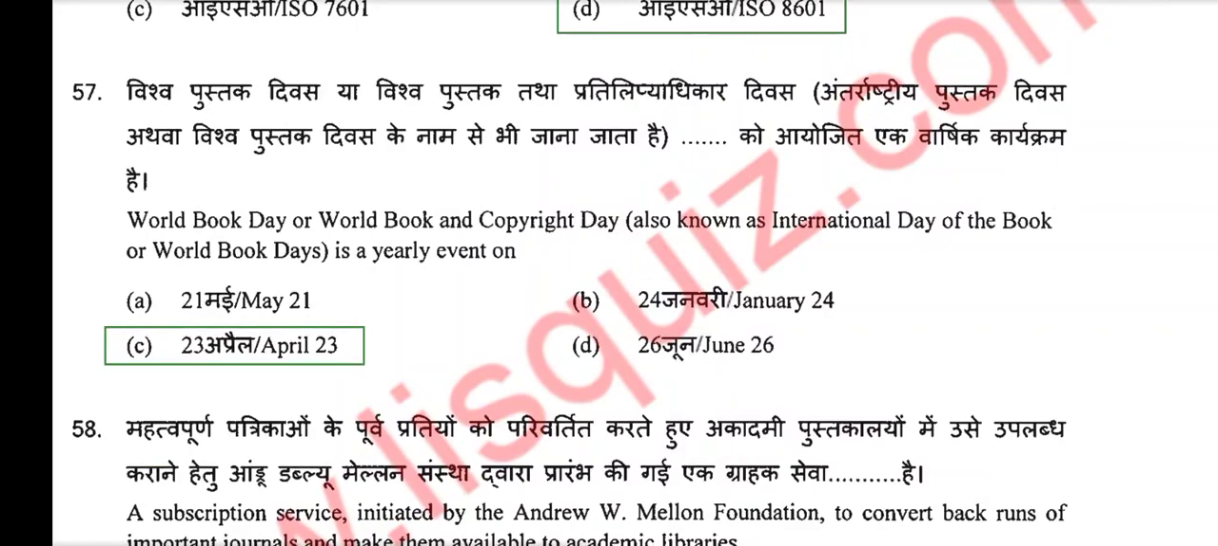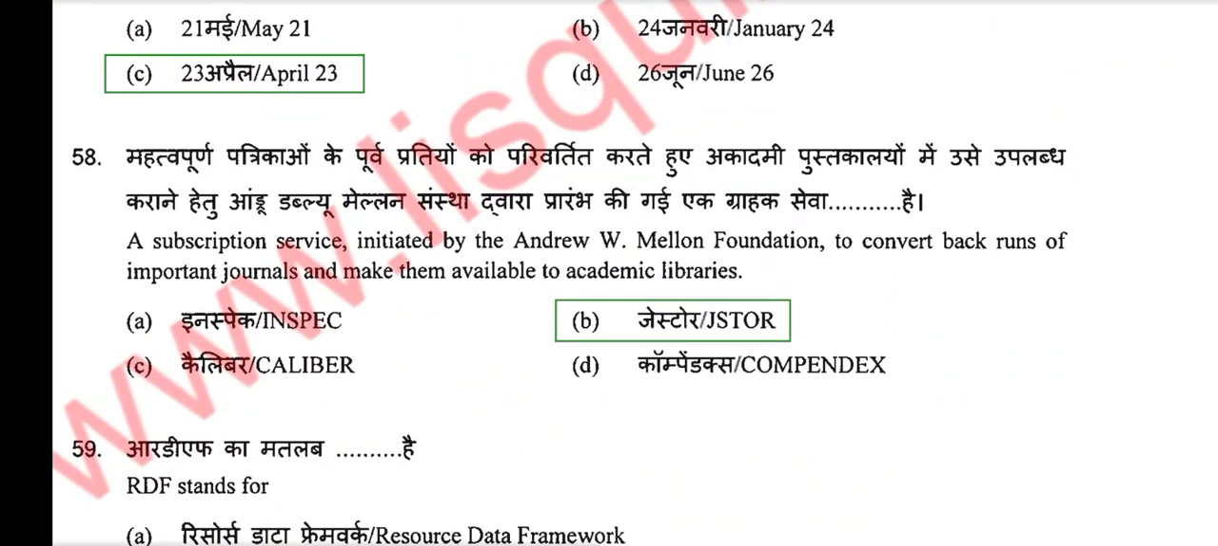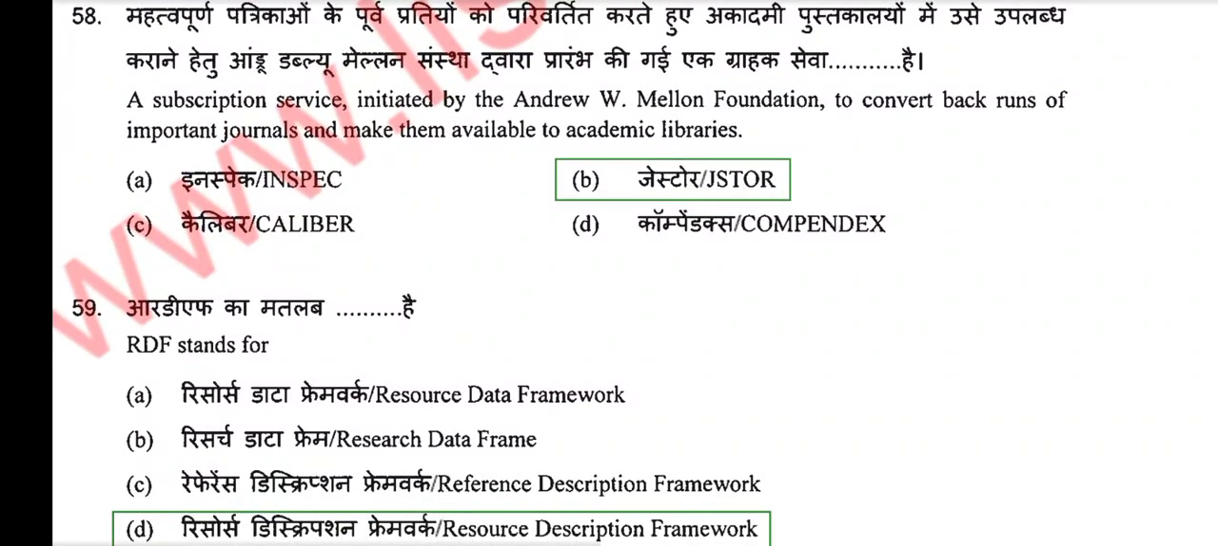Next question, that is 57. World Book Day, or World Book and Copyright Day, also known as International Day of the Book or World Book Day, is a yearly event on, correct option C, April 23rd. Question number 58. A subscription service initiated by Andrew W. Mellon Foundation to convert back runs of important journals and make them available to academic libraries. And the correct option is JSTOR.